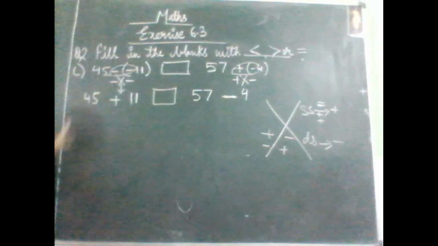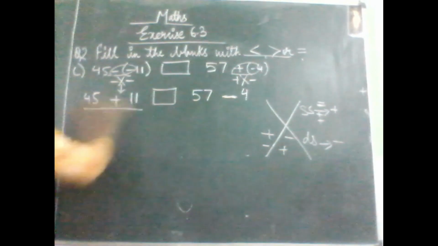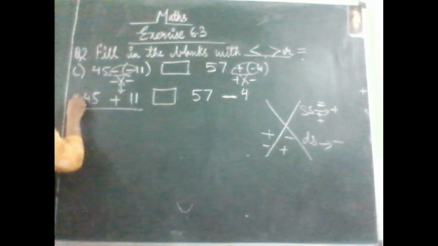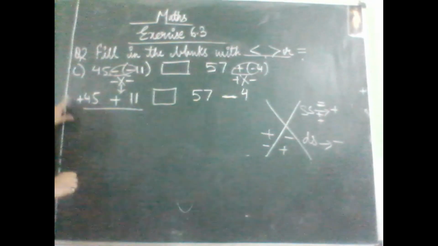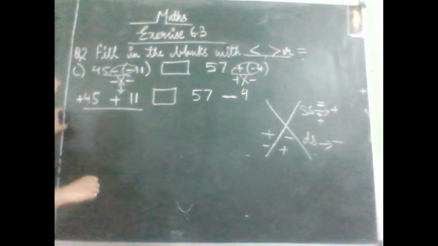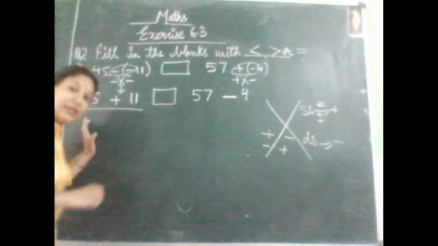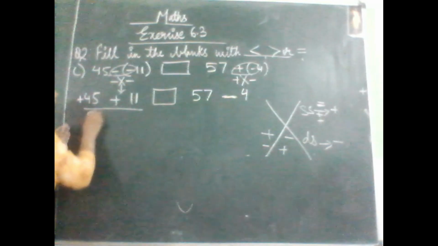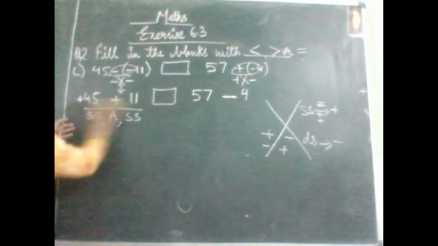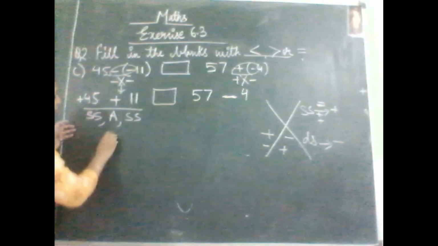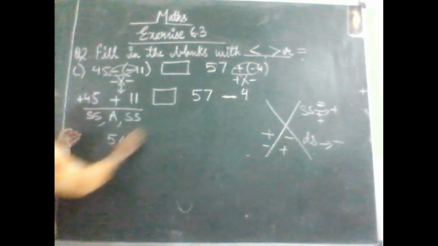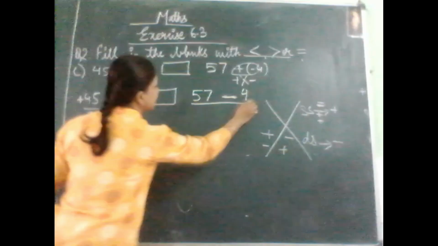Now check. The brackets are open. You can solve it. Now bring your pencil again. See, 45 has no sign. No sign means it has a plus sign. Now plus 45 and plus 11. Here we will apply the law for addition. When you have the same sign, you add and put the same sign. So add. This will become 56. 5 plus 1, and 4 plus 1. Correct? 56.